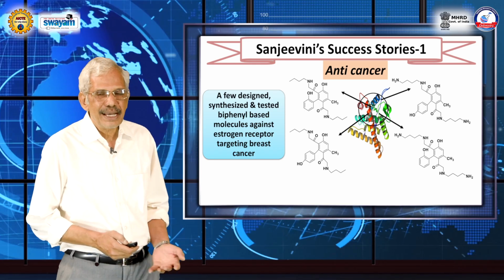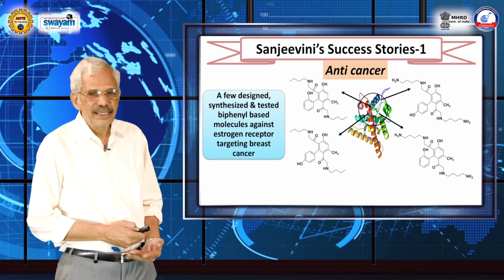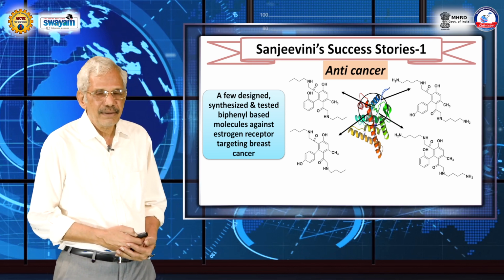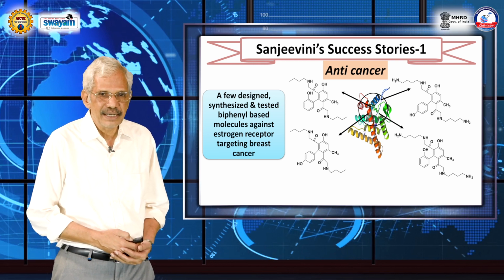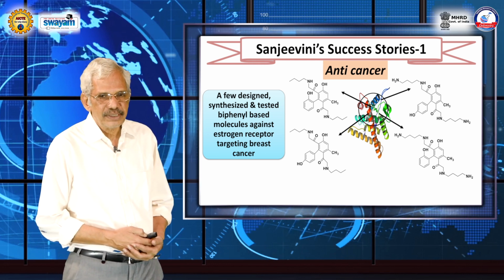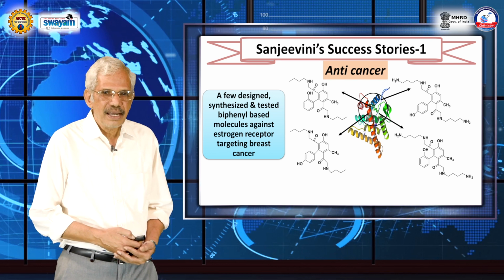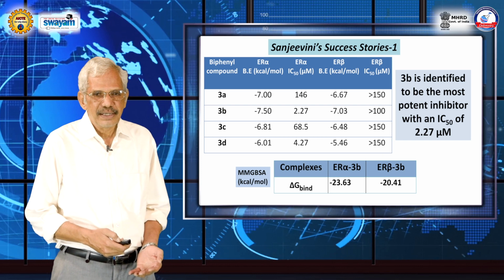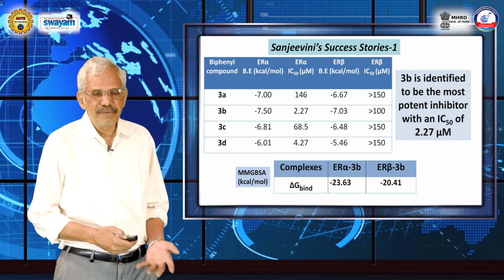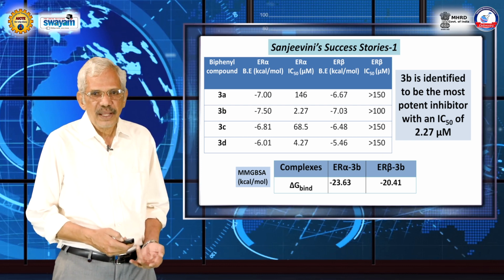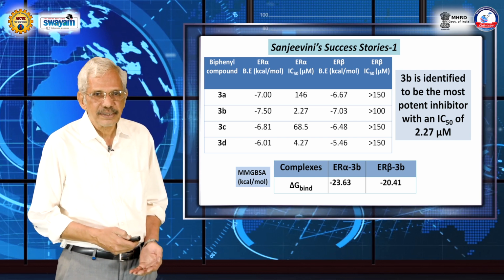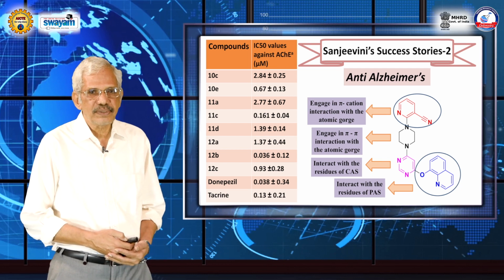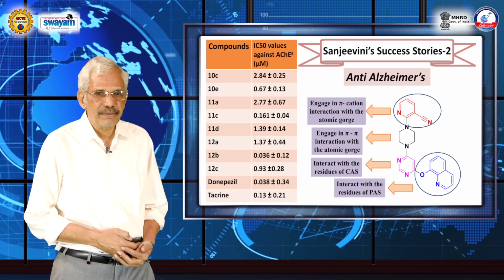So, now briefly some success stories of Sanjeevani, this so-called indigenous software. Here we have designed some molecules, biphenyl compounds, and estrogen receptor is a drug target. We did get some molecules on the computer and the experiments validate them, and they say clearly that you have come up with an estrogen alpha molecule with micromolar affinities or dissociation constants.